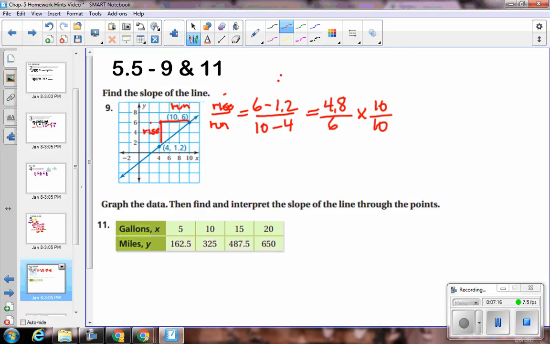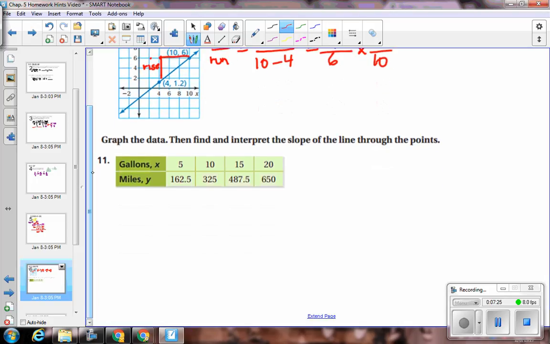Okay. Number 11, we're supposed to graph the data, then find and interpret the slope. So when you're graphing this, hopefully you're going to use graph paper because this is going to be a very sloppy graph for me. But remember that x goes on the x-axis, so that's our gallons. And then y is our miles, so that's on the y-axis. That's our dependent variable. And our gallons is counting by 5, so that would be super easy to do.